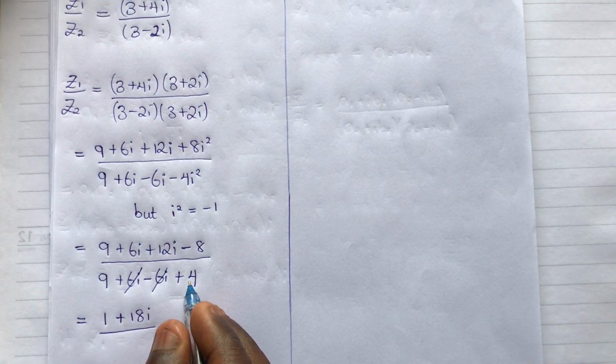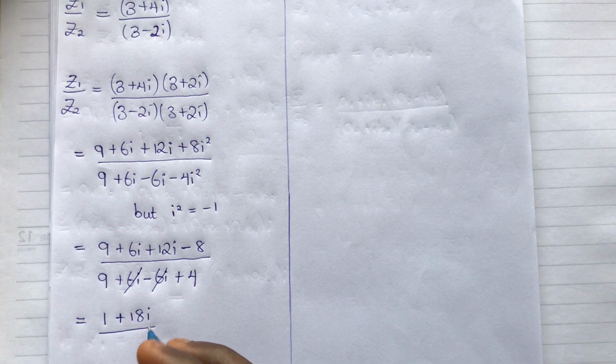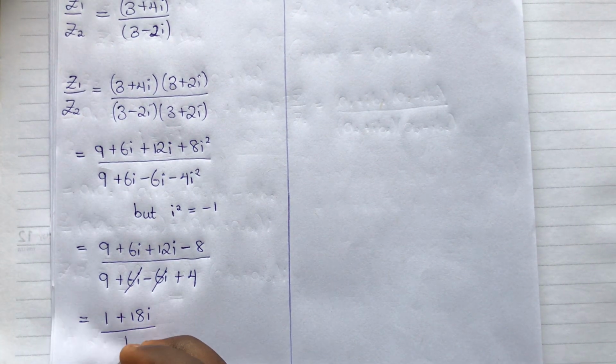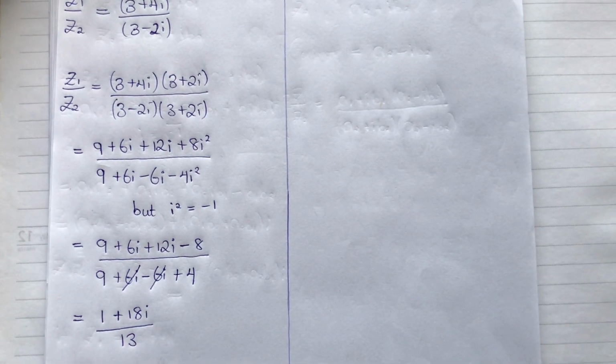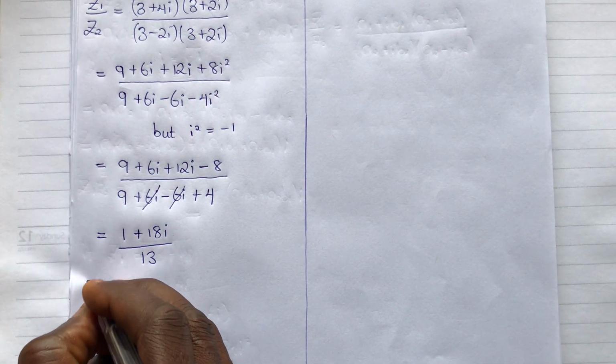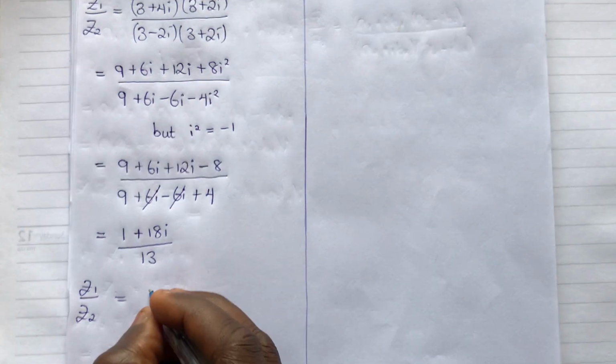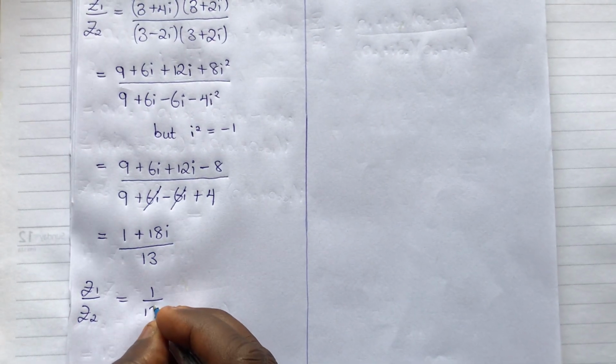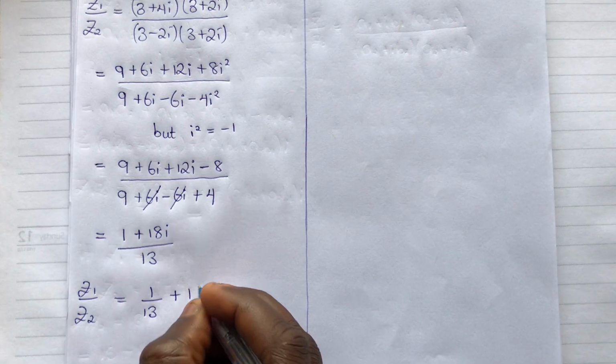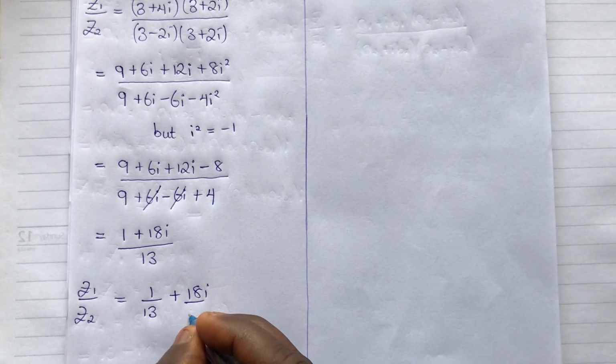Dividing, now we add 4 to 9, giving us what? 13. So our z1 over z2 is going to give us 1 over 13 plus 18i over 13.